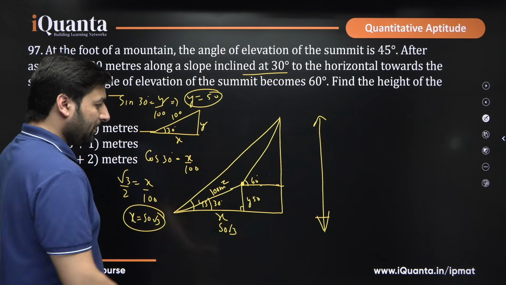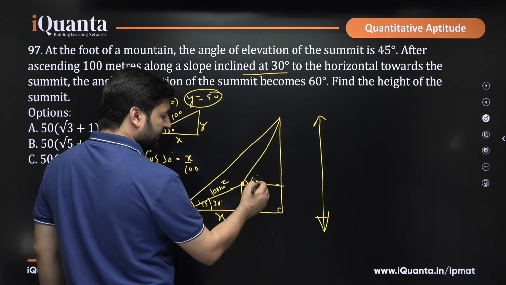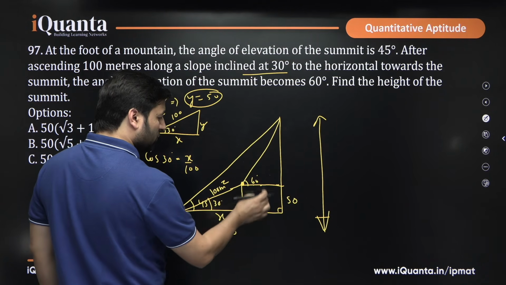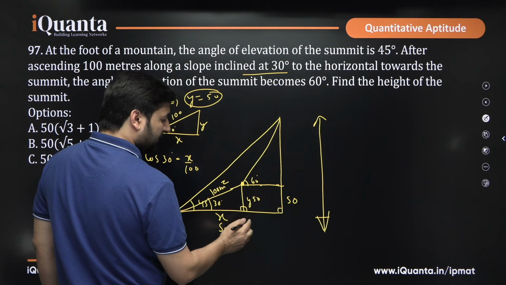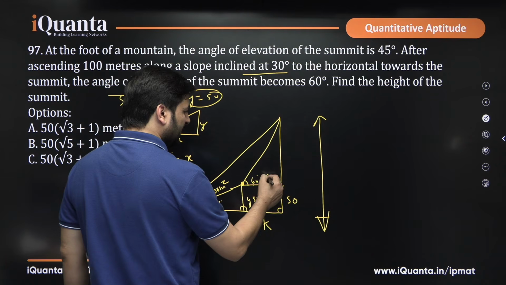Now, see, this is perpendicular, these two sides are same, these two sides are same. So, this is 50, so this is 50. Okay. Now, let us talk about this part. This is 50 root 3, we do not know this. So, let this be k, let this be k as well.